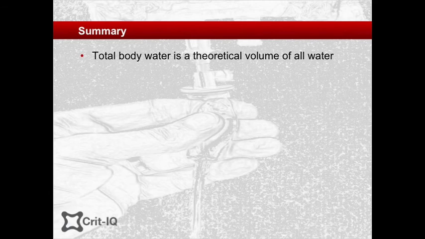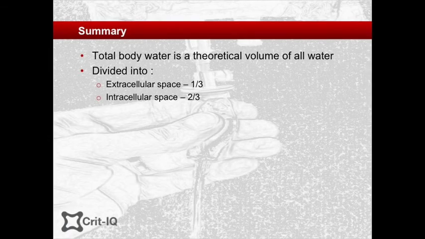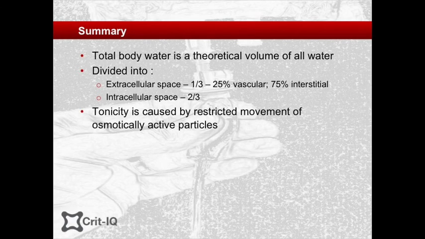In this video, we have reviewed some important fluid-related concepts. The total body water is a theoretical volume through which water freely distributes. Conceptually, it comprises the extracellular and intracellular space, representing 1/3 and 2/3 of total body water respectively. The former is further divided into the vascular tree, which is almost 25% of the ECF, and the interstitial space. The movement of osmotically active particles that exist in the total body water may be restricted by semi-permeable membranes. This can affect the movement of water within these fluid compartments, a concept known as tonicity.